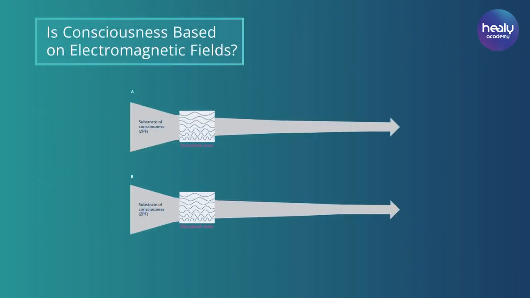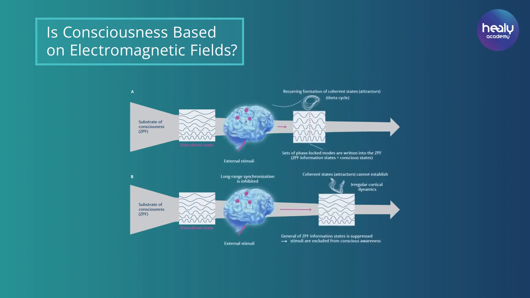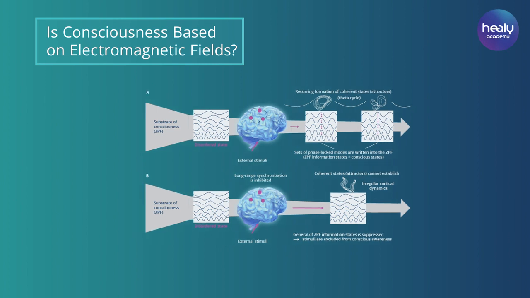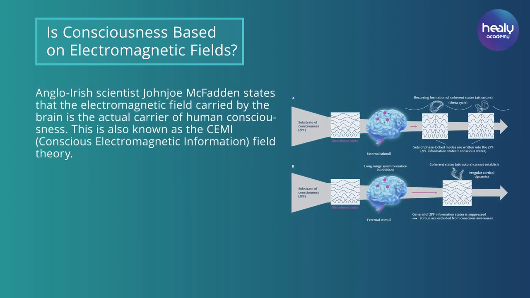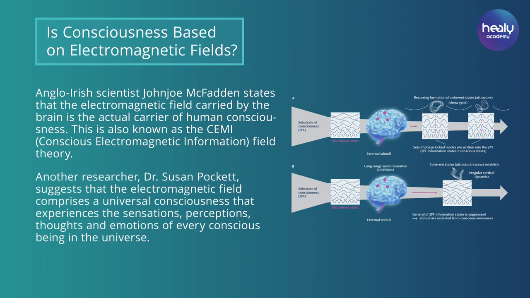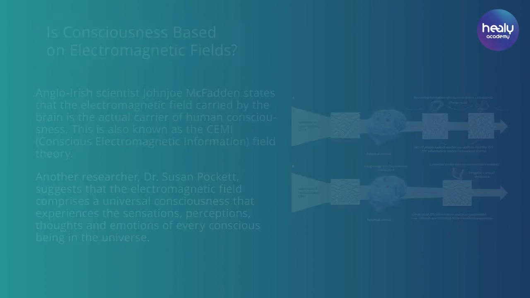Consciousness. Other studies even suggest that the electromagnetic field of our brain, and thus our consciousness, is connected to other electromagnetic fields. Anglo-Irish scientist Johnjoe McFadden states in his conscious electromagnetic information field theory that the electromagnetic field carried by the brain is the actual carrier of human consciousness. Neurophysiologist Dr. Susan Pockett has stated that the electromagnetic field comprises a universal consciousness that experiences the sensations, perceptions, thoughts, and emotions of every conscious being in the universe.